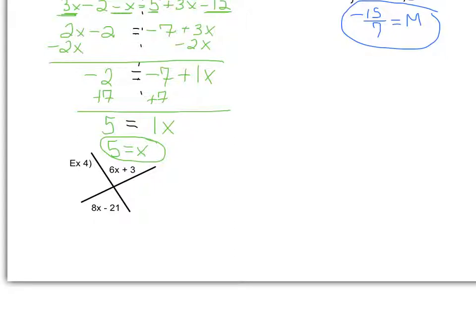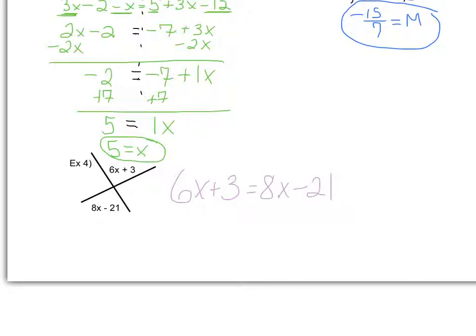This picture here is a picture of what we call vertical angles. Okay, they're coming to a point together. What you learn in geometry, not geography, is that vertical angles are always equal to one another. So in this situation, the first thing I'm going to do is I'm going to say, hey, I understand that based on this picture, 6x plus 3 is equal to 8x minus 21.